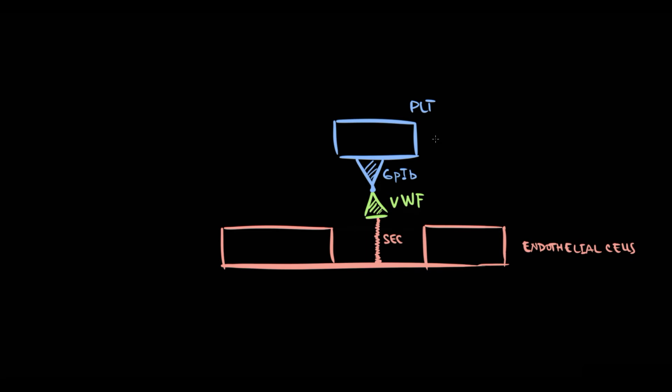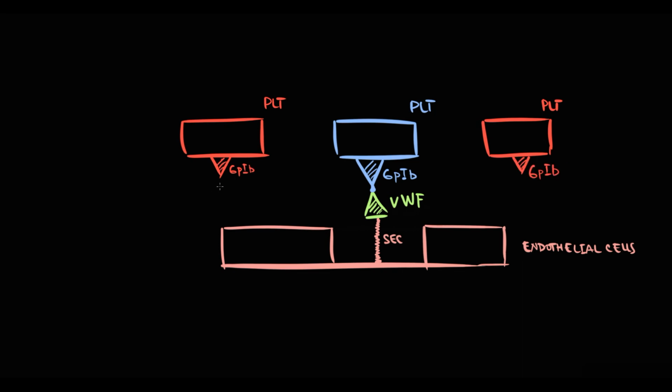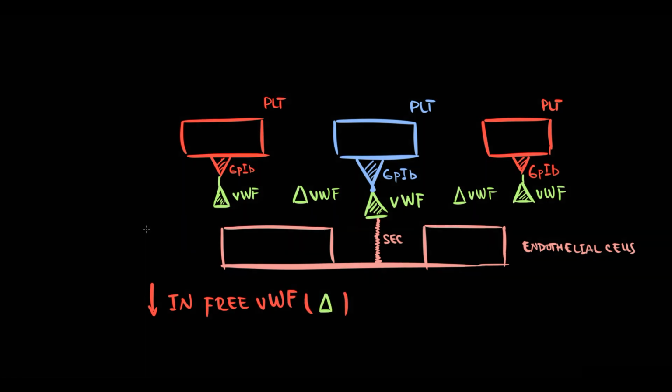With binding, platelets become activated, and this step is called adhesion. And the concept is that the higher becomes platelet count, the higher becomes the chance that platelets will bind to von Willebrand factor in the circulation. And if this happens, then the amount of free von Willebrand factor in the circulation will decrease. So increase in platelet count at some point causes decrease in amount of free von Willebrand factor.